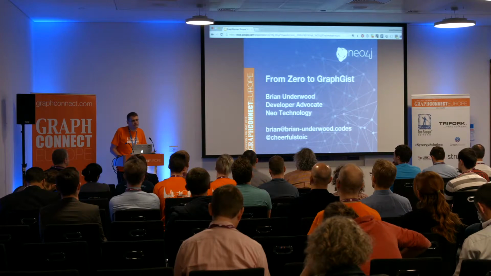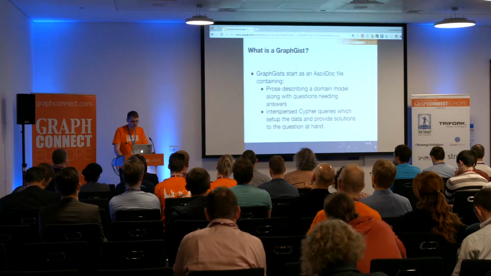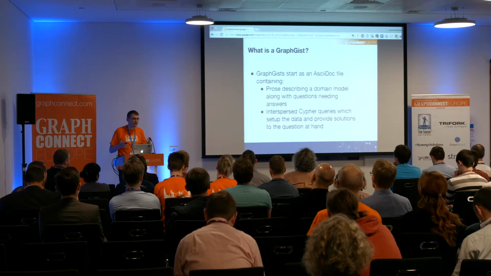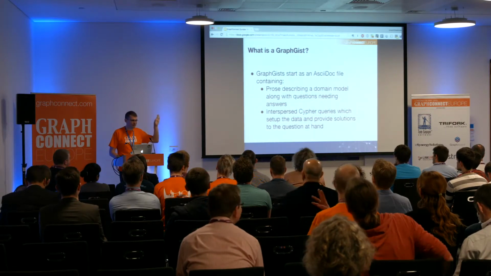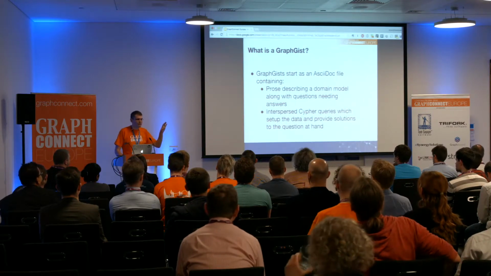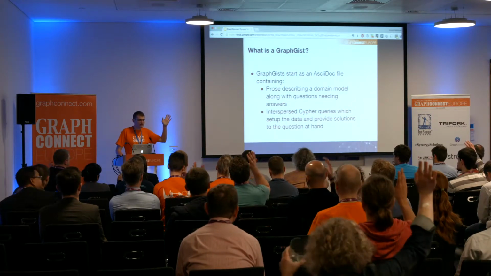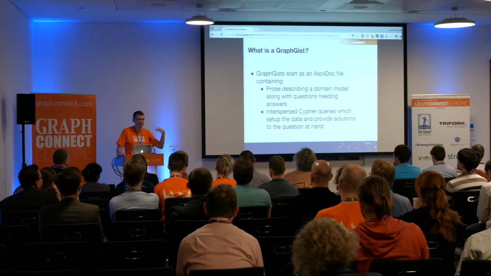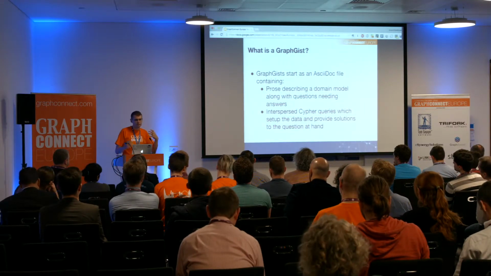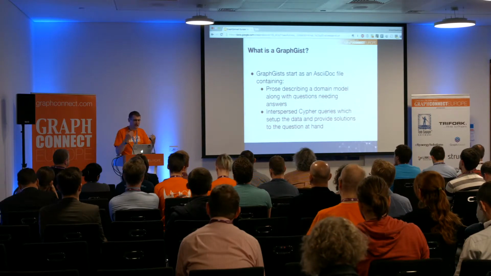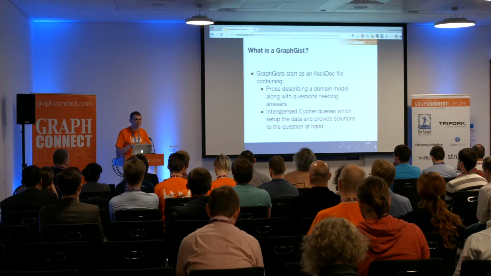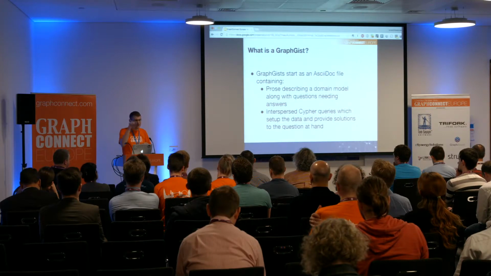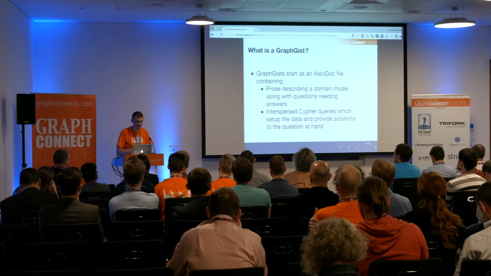So GraphGists are ASCII doc files. And who here knows what an ASCII doc file is? I should ask that first. Okay, that's about what I thought. So what about Markdown? Okay, so Markdown and ASCII doc are basically ways of writing documents in ASCII in sort of a standardized way. So you can use stars or hyphens for bullet points, and you can put a couple equals there to sort of make a header. And we'll see all this in just a minute when we demonstrate this.